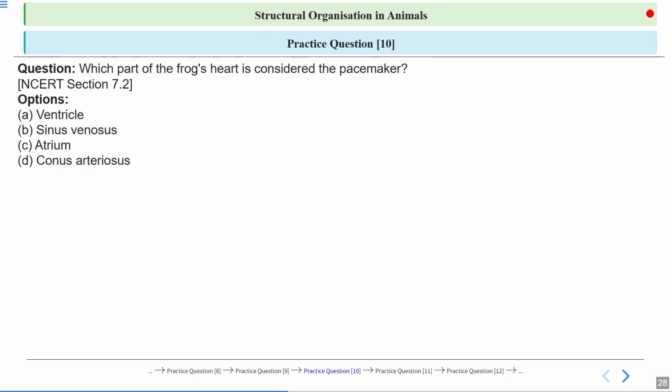Next question is here. Which part of the frog's heart is considered as a pacemaker? This question is also coming from the NCERT section 7.2. Let us see the options. A, ventricle; B, sinus venosus; C, atrium; and D, conus arteriosus. Which part of the heart is considered as a pacemaker? Let us see the answer.